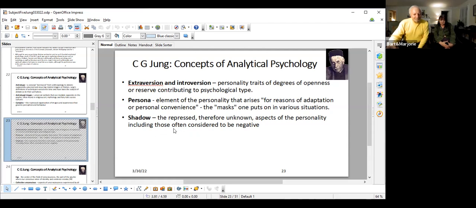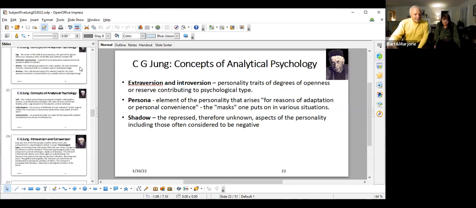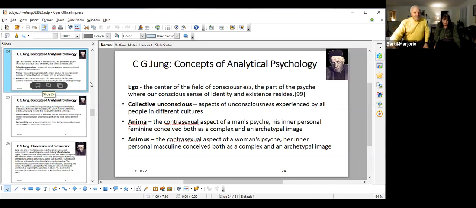And then the notion of the shadow, the repressed or therefore unknown aspects of the personality, including those considered to be negative. So these are all the real beef here in what he used as tools to carry out his clinical work and to get people to build on this, to set up his school.